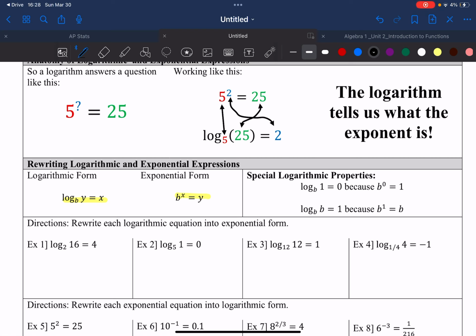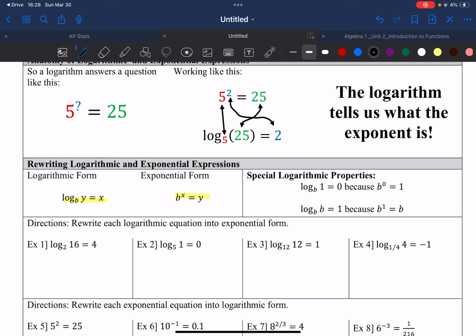Okay, follow that every single time, and you'll be able to write it from log to exponential. Now it wants us to rewrite each exponential equation into logarithmic form. So now we're going to do the opposite. Remember, this number that we started off with is the base. The number that it is equal to is the number inside the parentheses, and the exponent is whatever it's equal to.